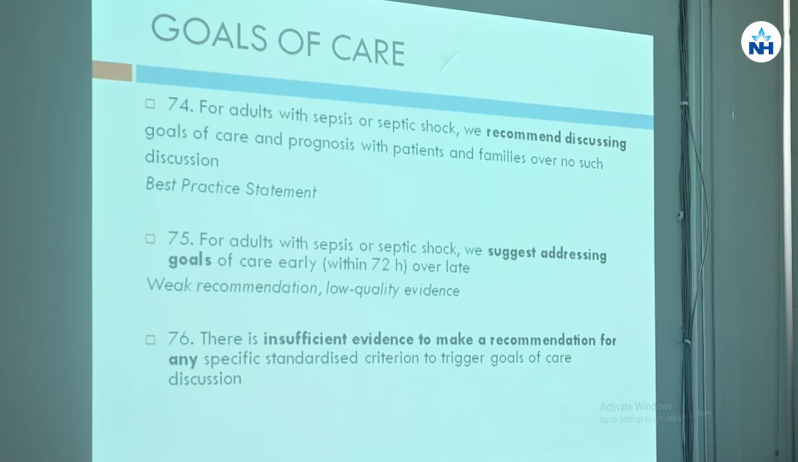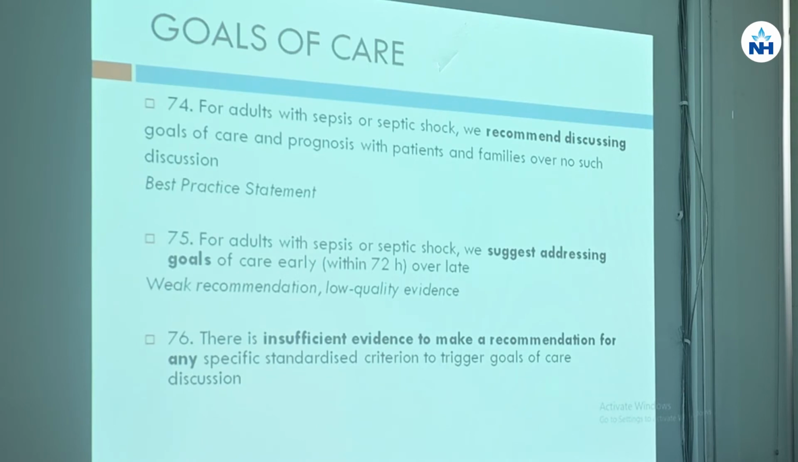Now comes goals of care. For adult sepsis and septic shock, we recommend discussing goals of care and prognosis with the patient and families over no such discussion. This is a best practice statement. For adults with sepsis and septic shock, we suggest addressing goals of care early, within 72 hours, over late, with a weak recommendation, low quality of evidence.